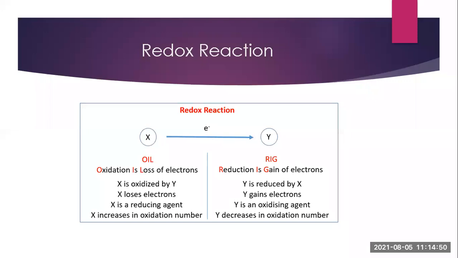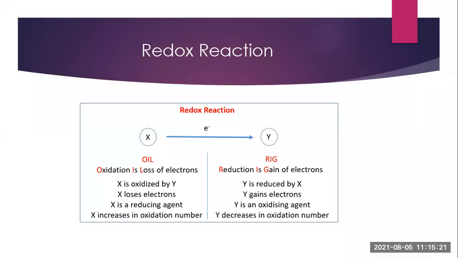So here in this case, Y is an oxidizing agent because it gains the electron from the X. That means it makes the X lose its electrons, and X is a reducing agent. Why? Because it loses its electron, and makes the reduction of the Y. So X increases in oxidation number and Y decreases in the oxidation number.